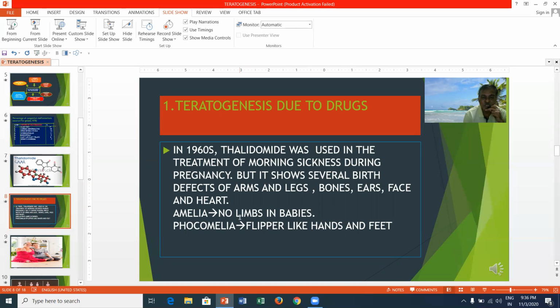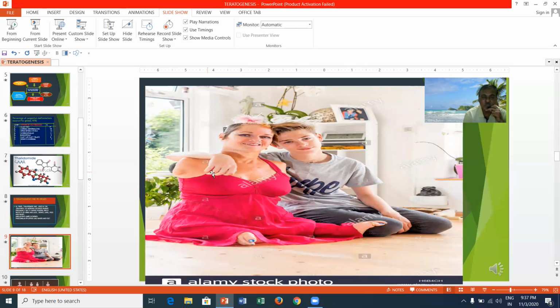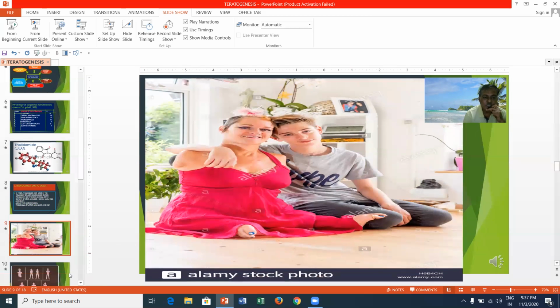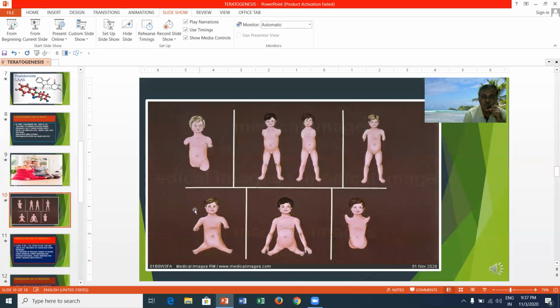Amelia. Amelia means no limbs in babies. Such a condition is called amelia. Phocomelia. Phocomelia means flipper-like hands and feet. You can see the lady who is suffering with phocomelia. Here, the hands and the legs are flipper-like. Such a condition is called phocomelia. Here also you can see a number of children suffering with phocomelia. They never have any distinct forearms, forelimbs and hind limbs. Such a condition is called phocomelia.